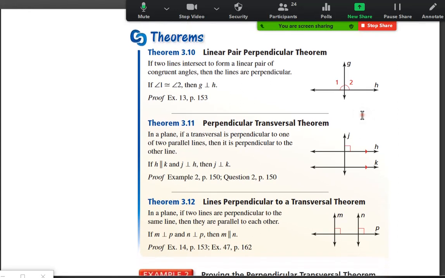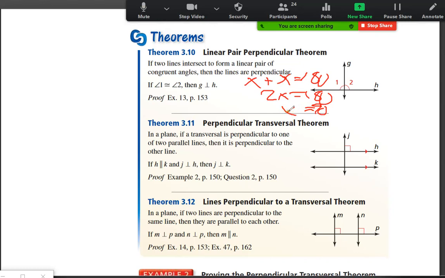Okay, here's where the meat is. Linear pair perpendicular theorem. Check this out. It's basically saying if angle 1 and angle 2 are equal to each other, then that has to be a right angle. And here's why. If I have two things that add up to 180 and they're equal to each other, they both each have to be 90, right? If x plus x makes 180, that's 2x that makes 180. X has to be 90.